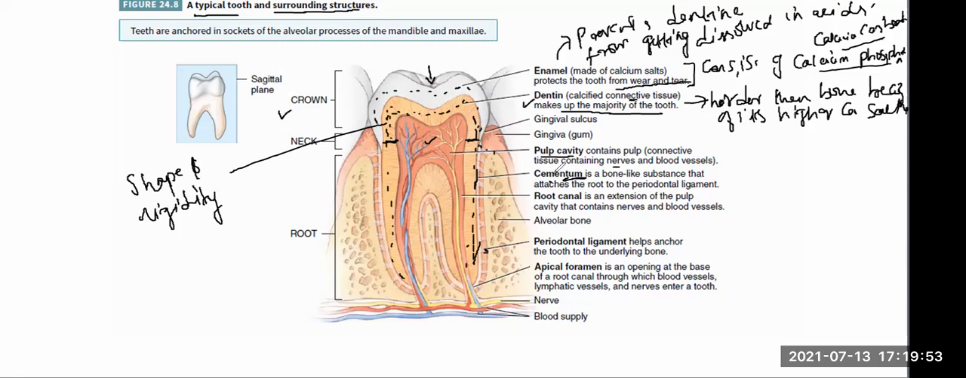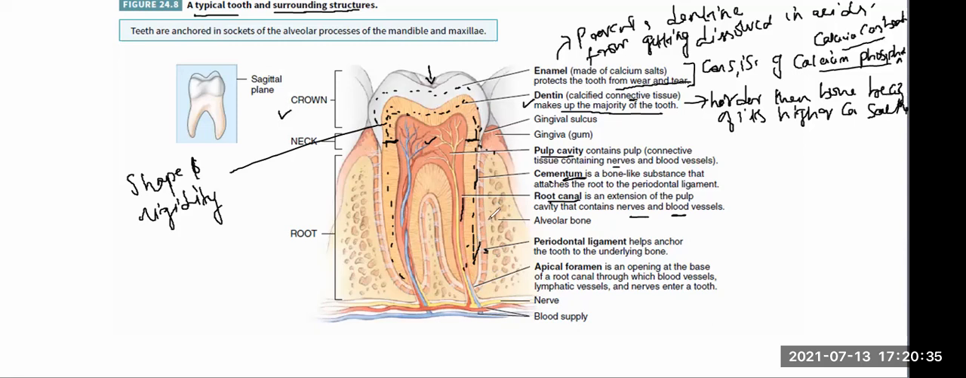We have discussed this, right? If you look at this pulp cavity, you see there are some narrow extensions, which are going further inside the root, right? These narrow extensions of the pulp cavity are known as root canals, which are an extension of the pulp cavity that contains nerves and blood vessels, right? These extensions run through the root of the tooth. You can look at the structure; it runs through the root of the tooth, right?